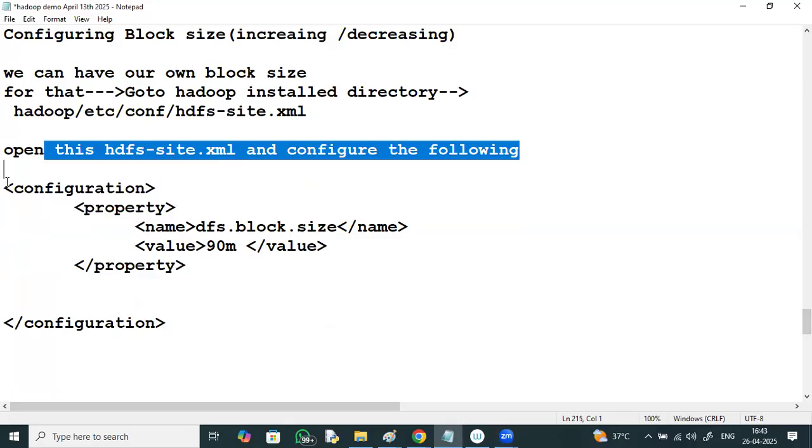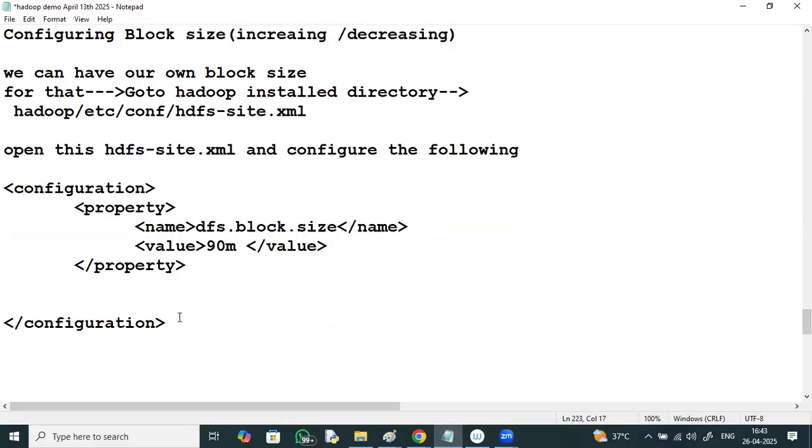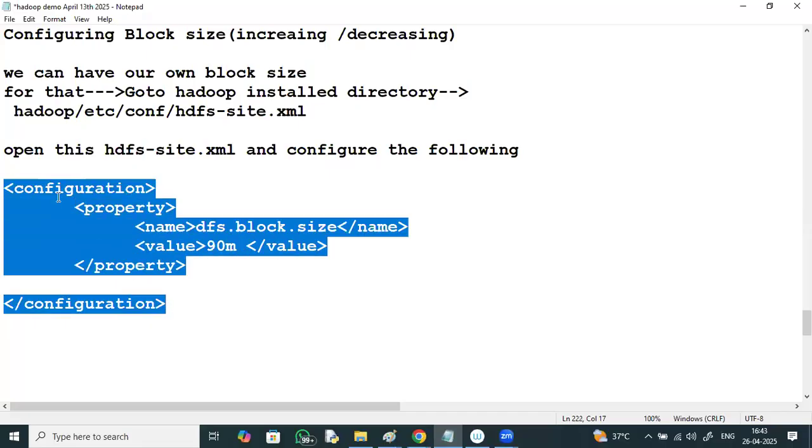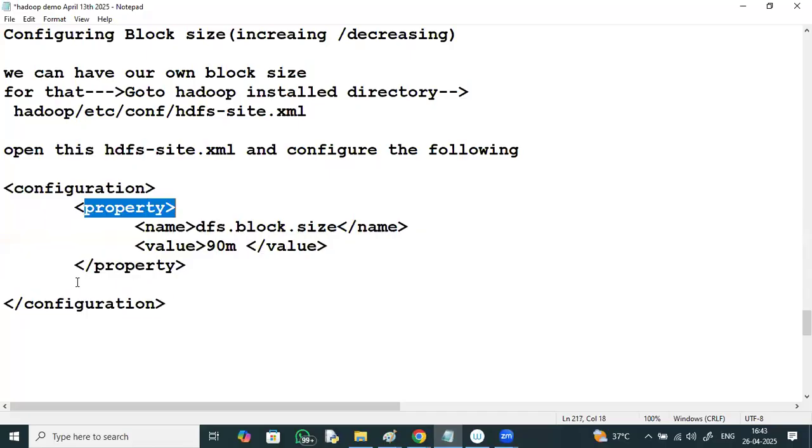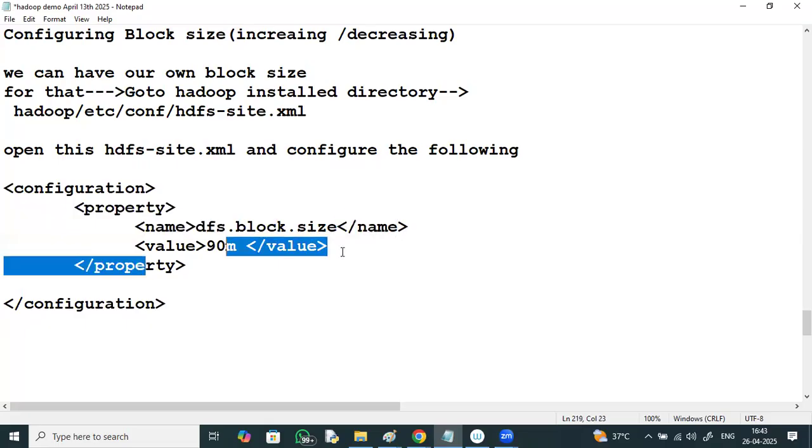Okay, and configure the following: configuration and slash configuration. Just check this, this is what I need to write. Configuration, closing tag, property and slash property, name and slash name, value and slash value.